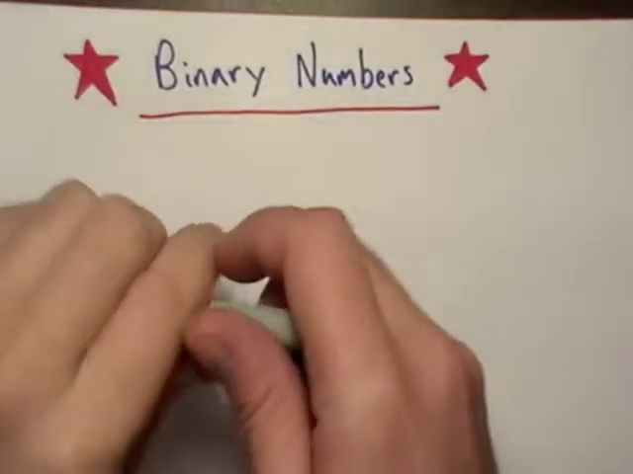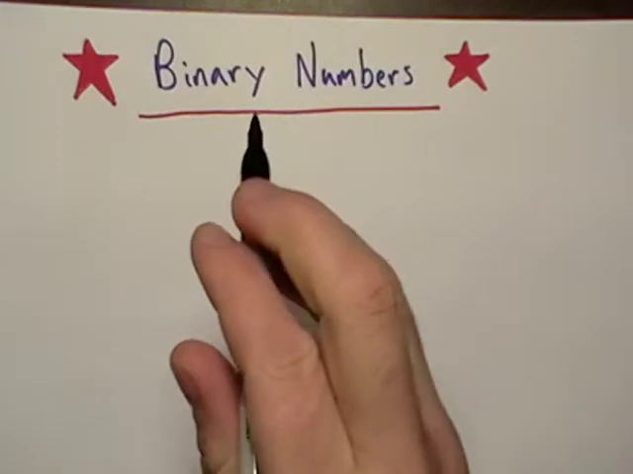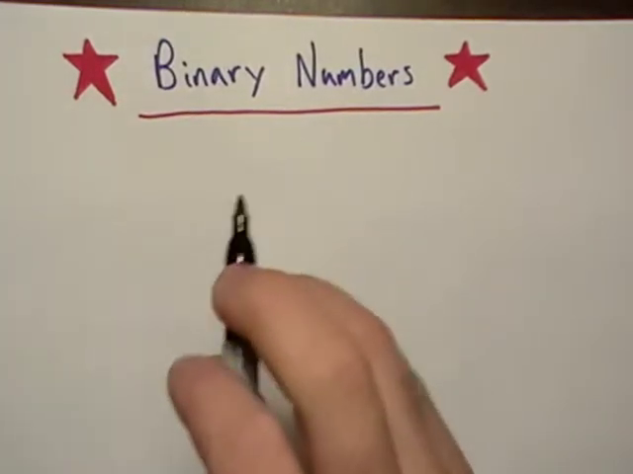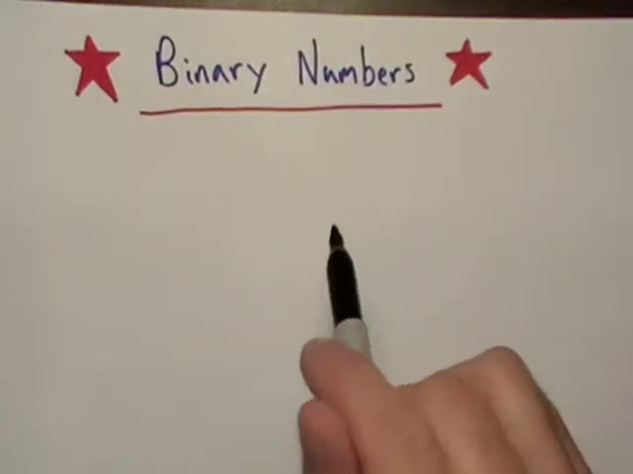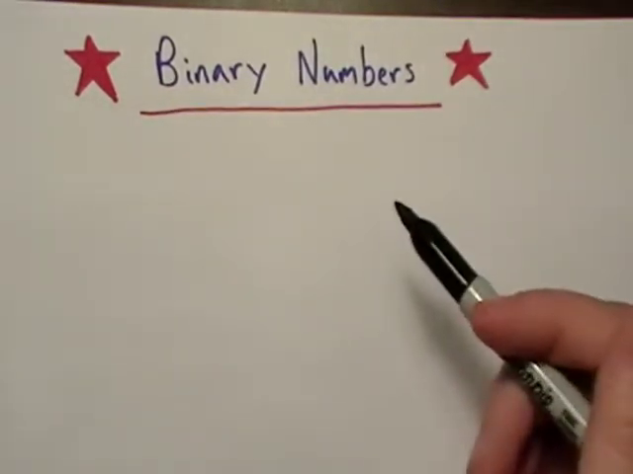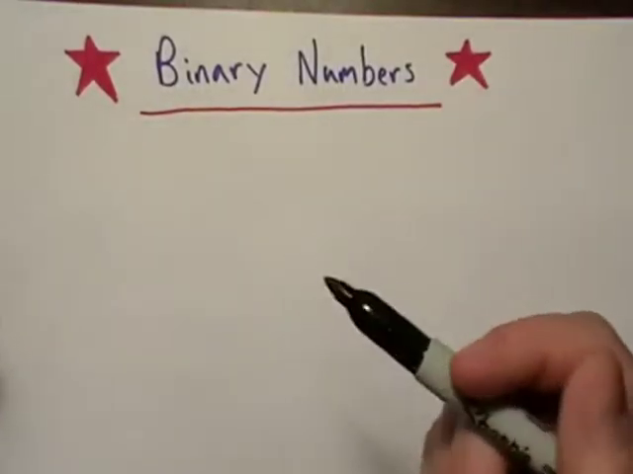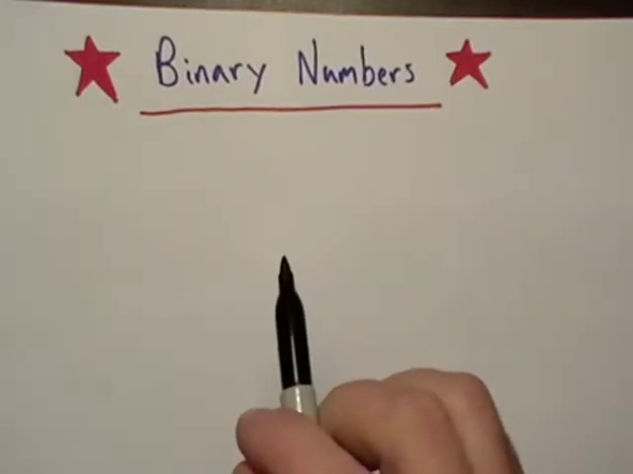Okay, in the other video, I kind of explained what a binary number was. So if you haven't watched that, you might want to give it a shot. But what we're going to do now is take regular numbers and convert them into binary numbers. And by regular numbers, I mean base 10 numbers, like all the numbers we're used to messing with.